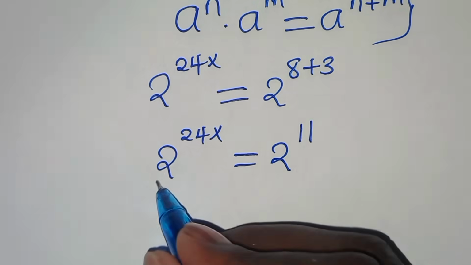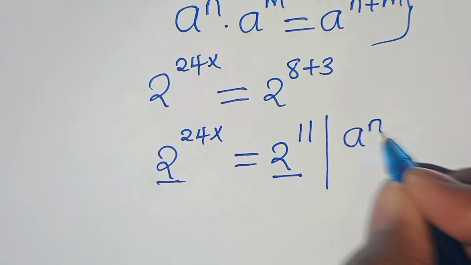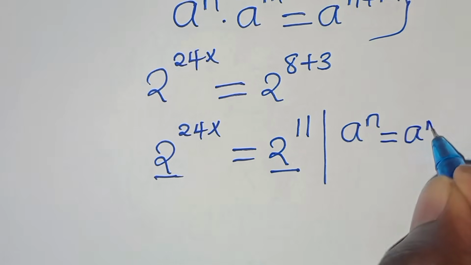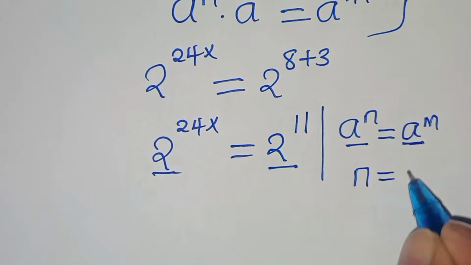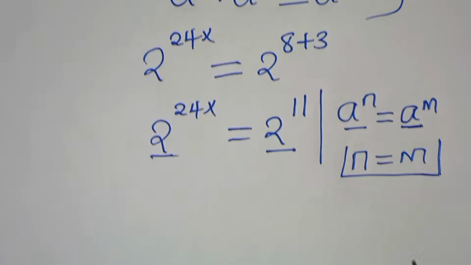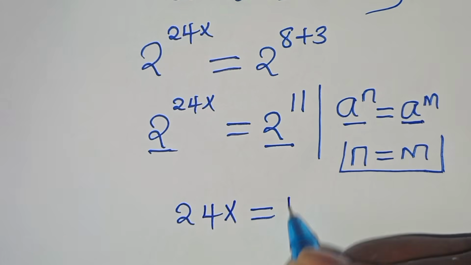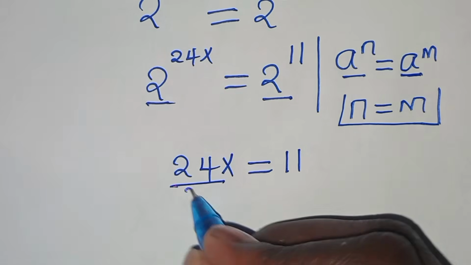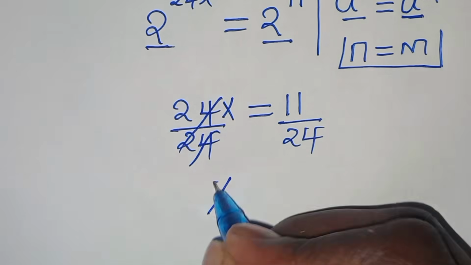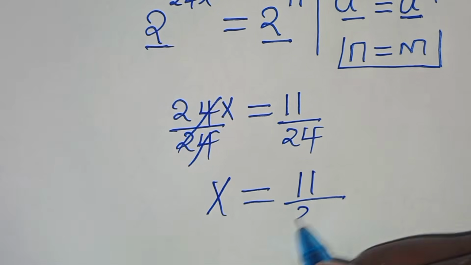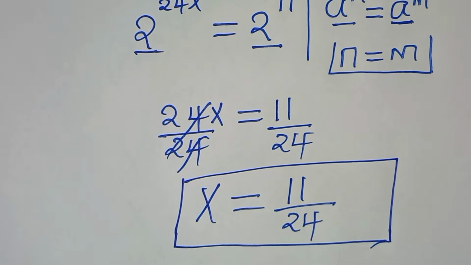Now, the bases are common here. This means that if a to the power of n is equal to a to the power of m, since the bases are common, exponent n is equal to m. Applying this property, here we have 24x equal to 11. So let's divide both sides by 24, and this means that x is equal to 11 over 24. So this is the value of x by applying method 1.